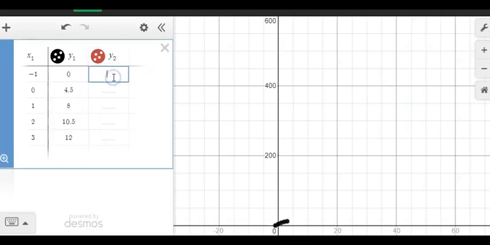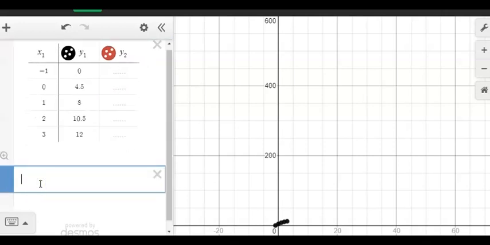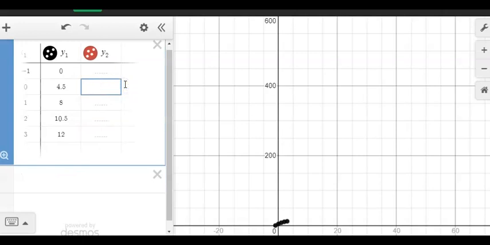We'll just call this Y2. You can call it whatever you want. But what I need to do is subtract these numbers to see what's happening. I can tell it's increasing from 0 to 4.5, and it went up 4.5. So I'm just going to put 4.5 here.